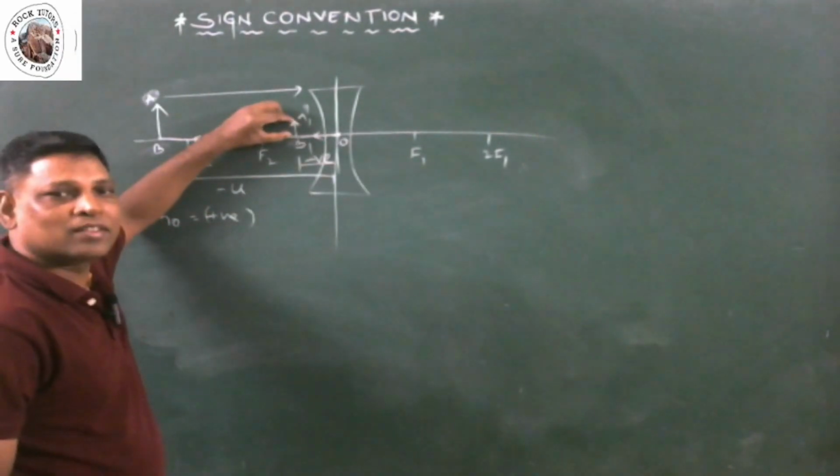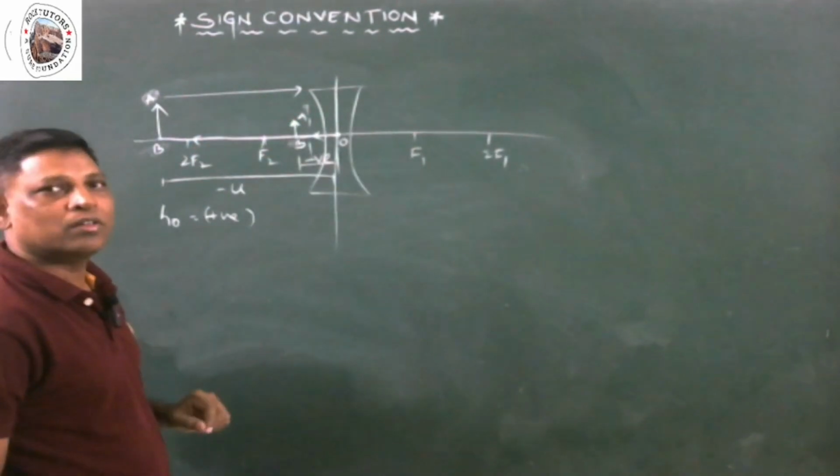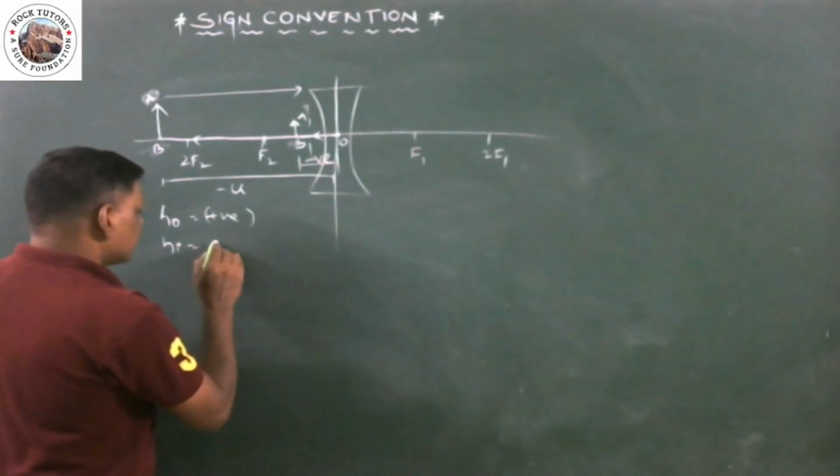And the size of the image, this is also above the principal axis. So this size is also positive. So HI, the height of the image, is positive.